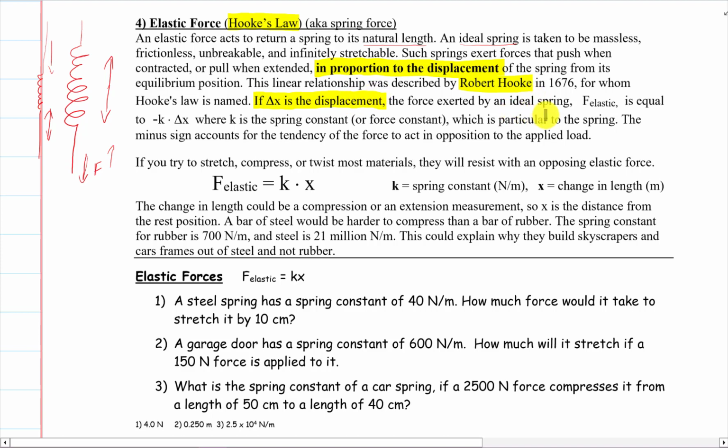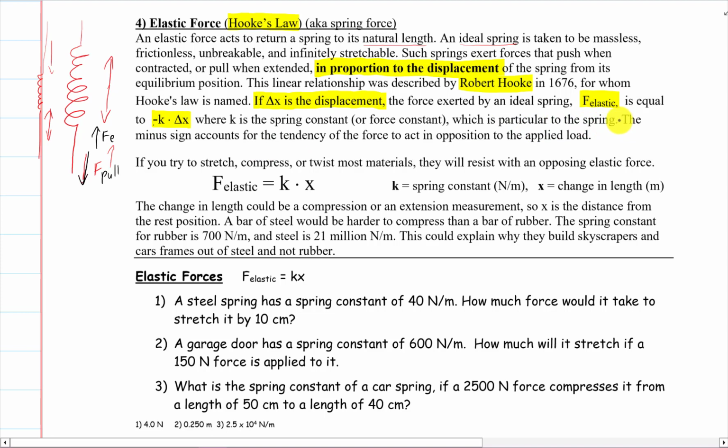And the force that we pull on it is called the elastic force. And it's equal to negative kx. Now, the negative means it wants to pull back. As you pull this way, the elastic force pulls back. Okay, so you pull this way and the elastic force pulls back, and that's why it's negative.